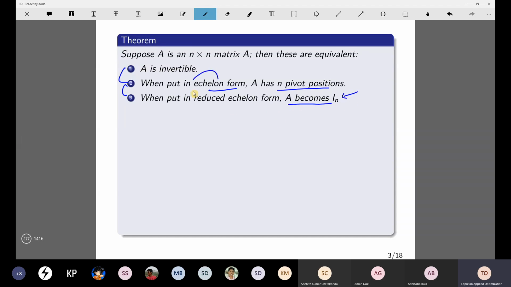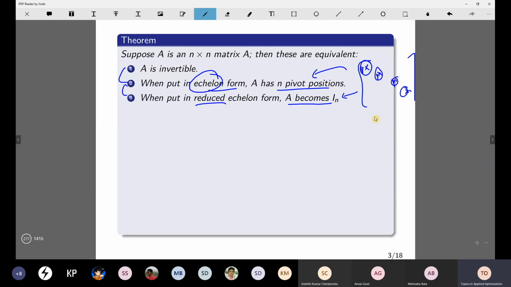Echelon form is where you leave the leading entries, you don't normalize, you don't make them 1. So if it becomes a diagonal matrix with none of the diagonal entries 0, then it has n pivots, that's what it means, and then it's an invertible matrix. And if you reduce it to reduced echelon form, that is when you make the leading entries 1.